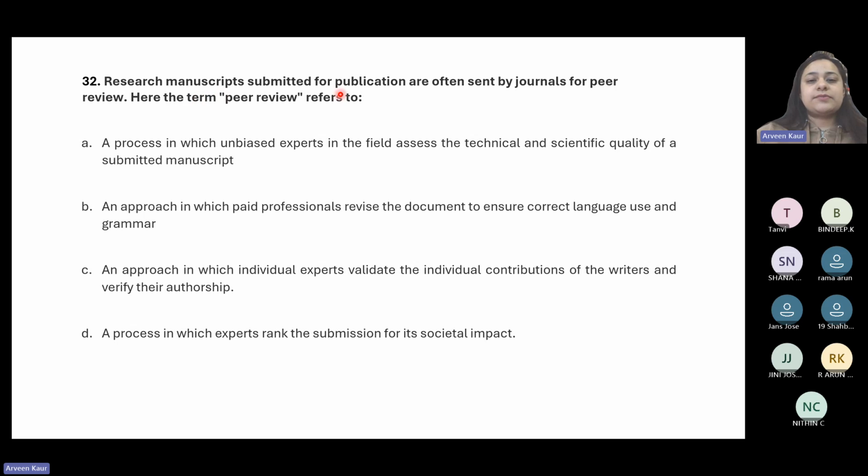So the research manuscripts submitted for publication are often sent by journals for peer review. Here the term peer review refers to a process in which unbiased experts in the field assess the technical and scientific quality of the submitted manuscript, or an approach in which paid professionals revise the document to ensure correct language use and grammar, or an approach in which individual experts validate individual contributions of writers and verify their authorship, or a process in which experts rank the submission for its societal impact. So, which one of these is actually going to be the correct answer?